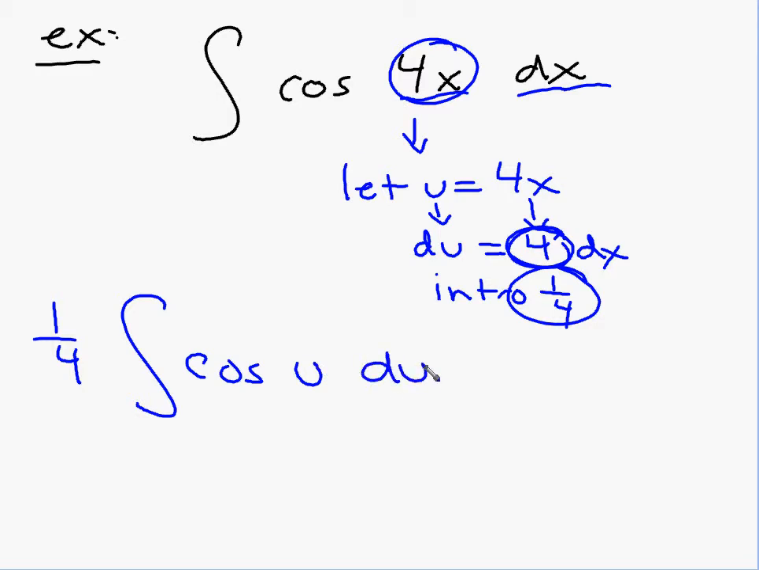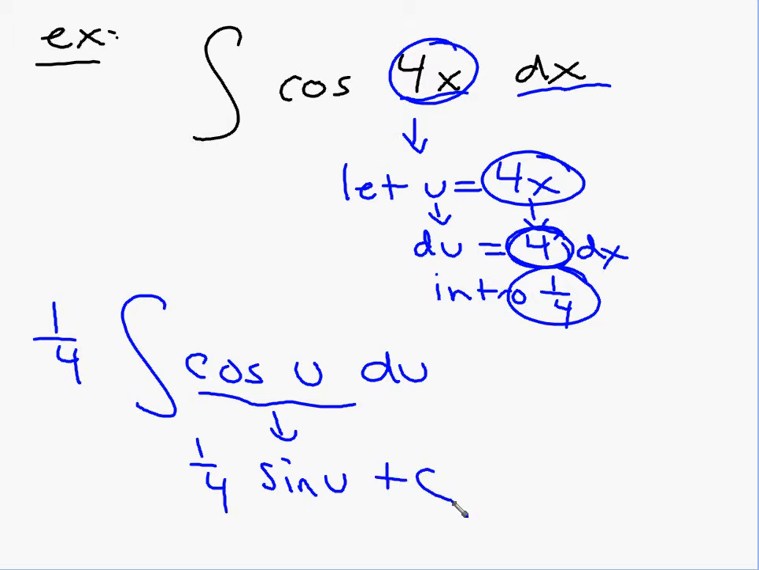Okay? So I've rewritten it with my substitutions, all right? And now I can just integrate this thing. And boy, that's easy to integrate. The antiderivative of the cosine of u is the sine of u. And then I have 1/4 times that. Of course, it's going to be plus c.